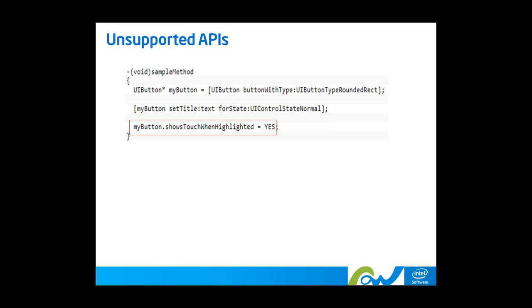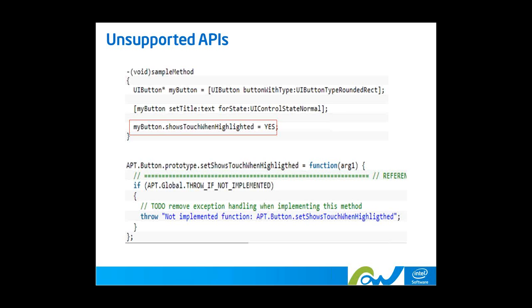So let's say a particular API is not supported in your application. What does it do? As I told you earlier, it generates a todo_classname.js file. In this example, I have the property showsTouchWhenHighlighted set to YES. Let's say that particular property setter is not supported in my HTML5. If you look closely, it automatically generates this to-do file, and it also tells me how it should be handled in my JavaScript file.